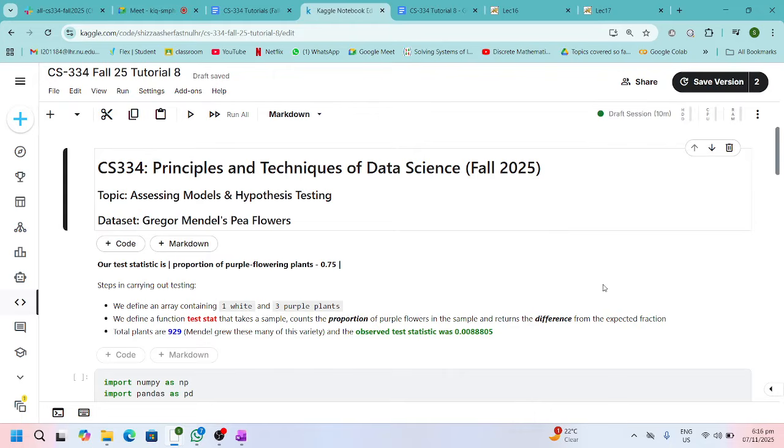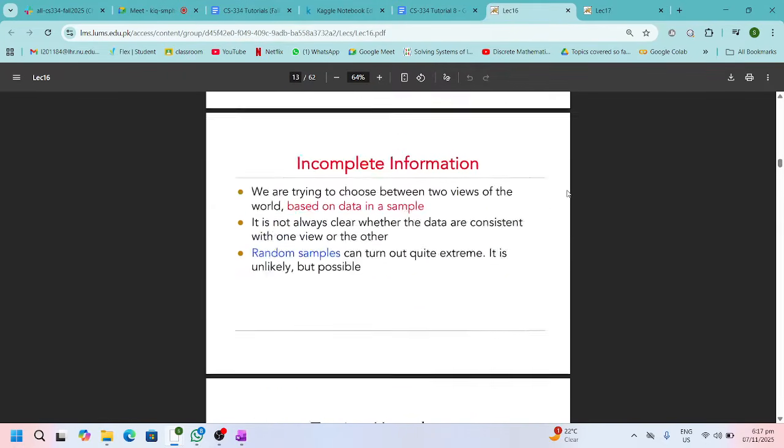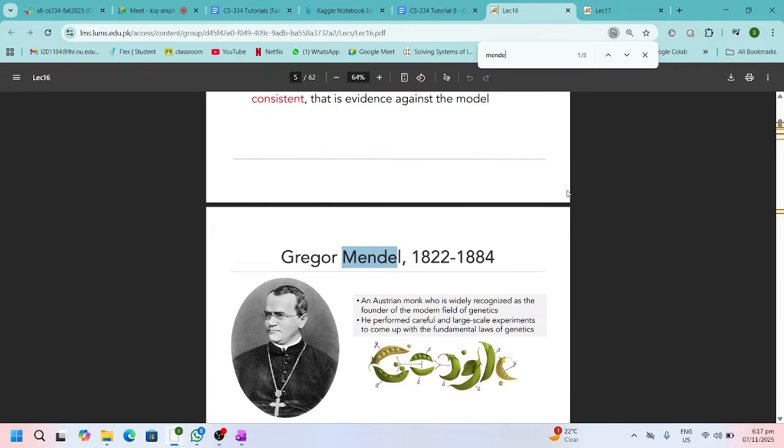We will look at a practice problem, and we will look at one notebook first, which will help us gain a little clarity. You have already covered this problem in class. We're going to look at assessing models and we're going to look at hypothesis testing through the example of Gregor Mendel's pea flower model. I have this somewhere around here as well.